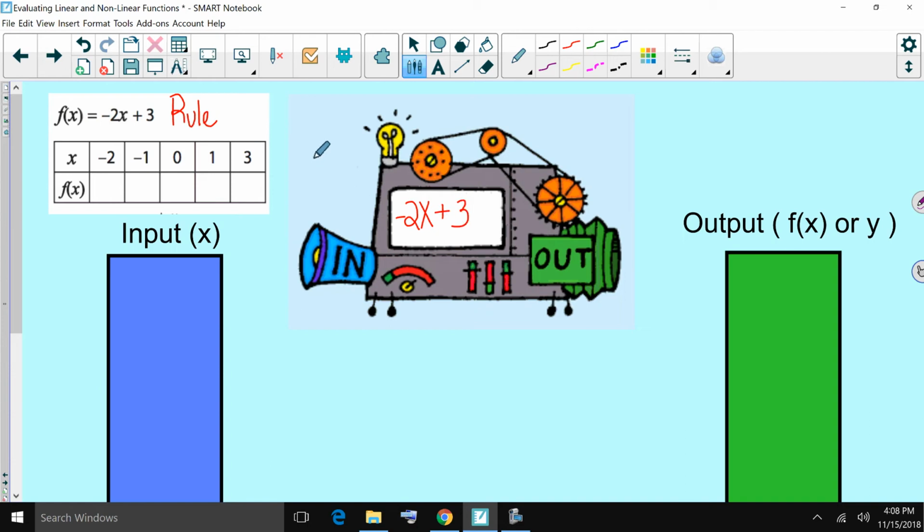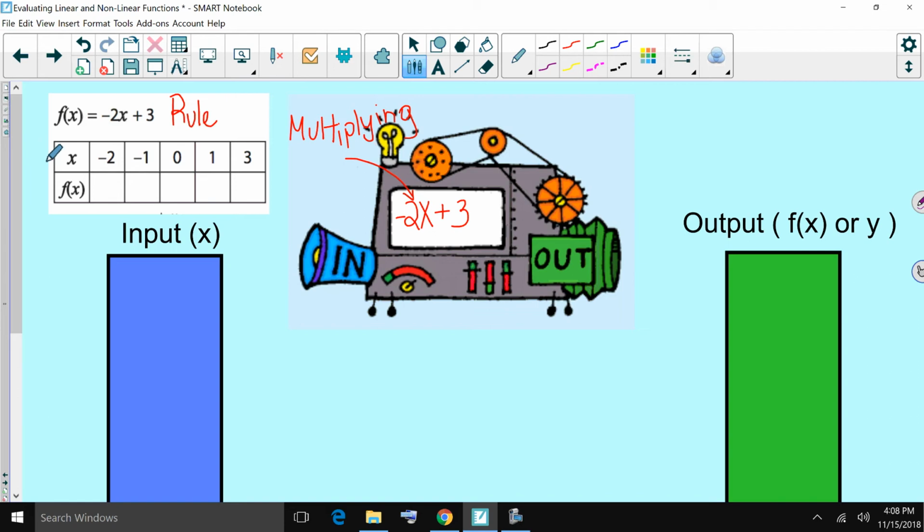So I just wanted to show you guys that when you have a number in front of a variable with no sign in between, it means multiplication. So I'm going to be multiplying whatever the x is, whatever my input is, times -2, sorry, and then add 3. Okay, so let me start.